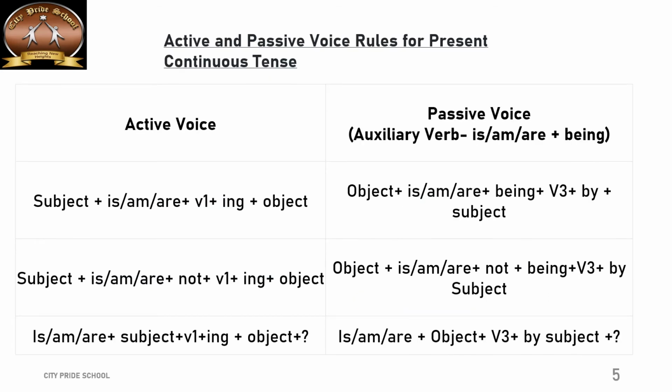Now we'll see the rules for present continuous tense. Present continuous tense, remember children, always has the ing form of the verb. V1 means the verb to which ing is added. So the structure remains the same: subject, verb, and object. The helping verb is am, is, are plus the ing form of the verb and the object in active voice, and in passive voice the subject comes at the last.